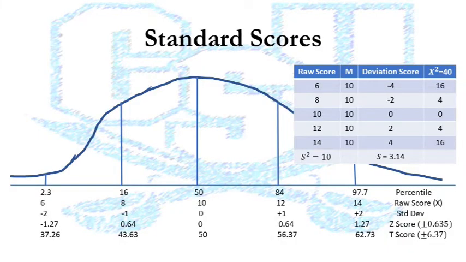Same thing with the t-score. So again, the t-score here is 50, because 50 plus 10 times 0 is 50. And if you know the frequency between the plus 1 and the plus 2, which here I've written out as 6.37, you can subtract 6.37 to get to your negative 1, subtract another 6.37 to get to your negative 2, subtract another to get to your negative 3, and so forth. Just keep that in mind as you're going through the class.